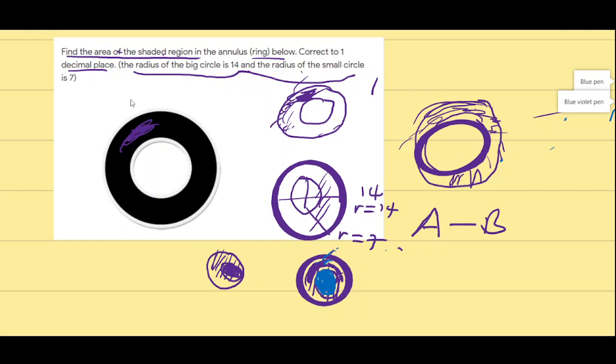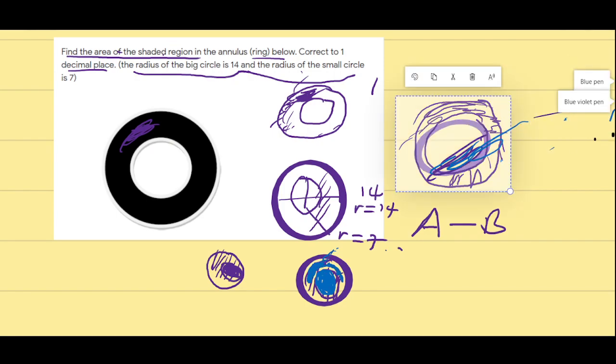So what I have to do is find the area of the big circle and subtract the area of the small circle from it. So that is the winning idea to solve the problem. Now what is the area of the big circle?